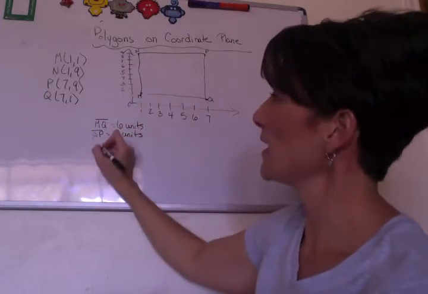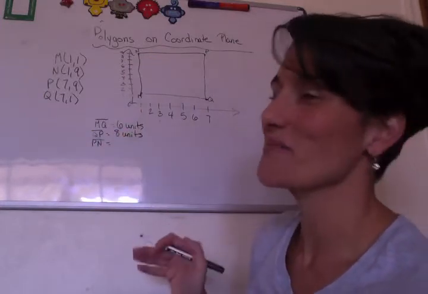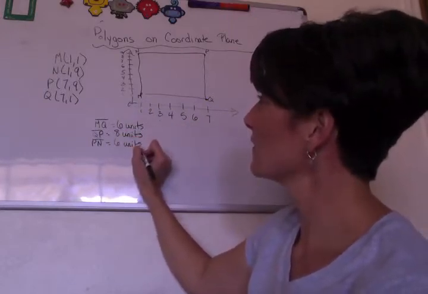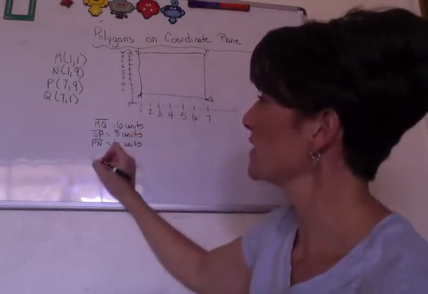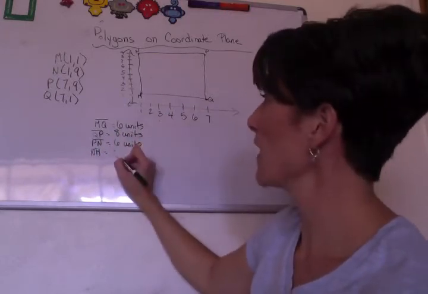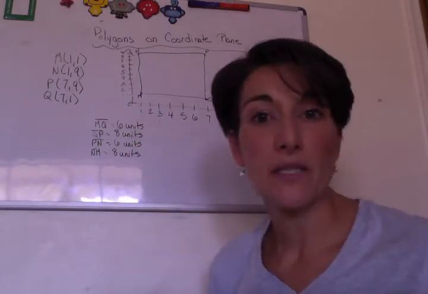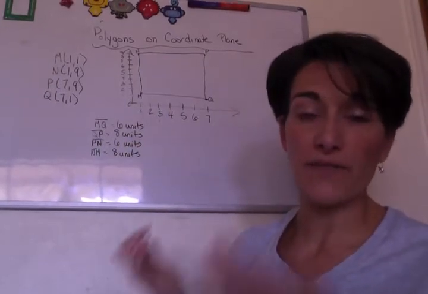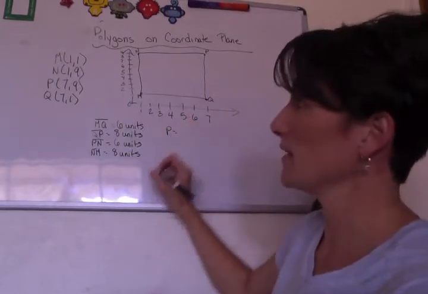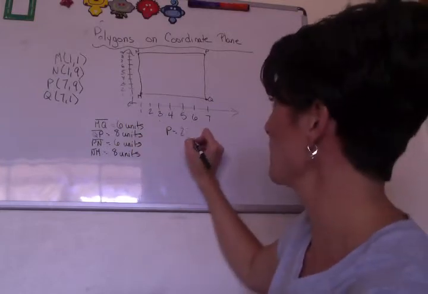I can see P connects to N, and since it's a rectangle, it should be the same number. It's 6 units. And then my last one is N to M, which again, since it's a rectangle, should be 8 units. Okay, so now I'm going to figure out the perimeter. I just have to add all my sides together. There's 4 because it's a rectangle. So my perimeter in this case is 8 plus 6 is 14, plus another 14 gives you 28 units.